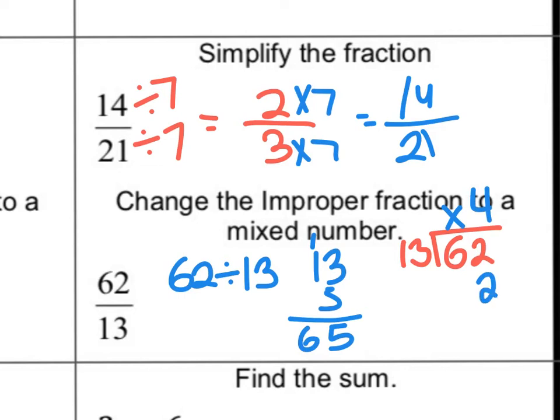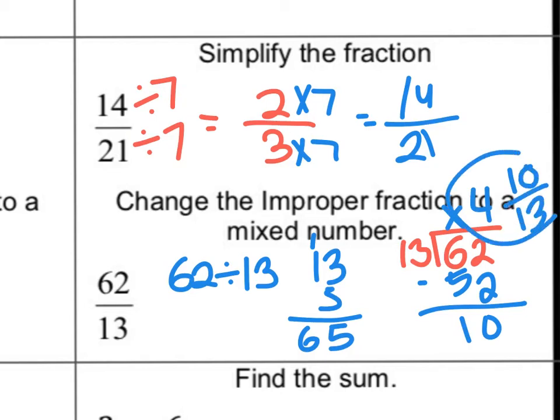And that will give us, I think it's 52. Because 4 times 3 is 12. Carry the 1. Yep, and it'll be 52. When we subtract that, we'll have 10 left. So the answer is 4 with 10 out of 13. So 4 wholes with 10 13ths as our fraction.